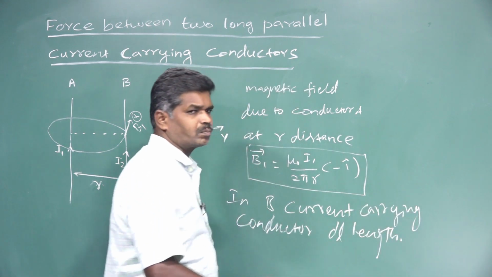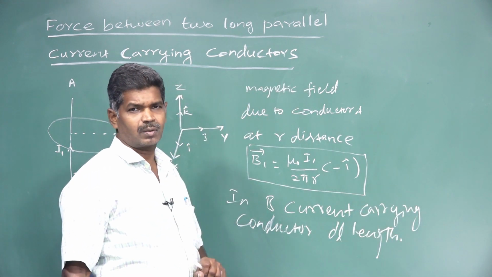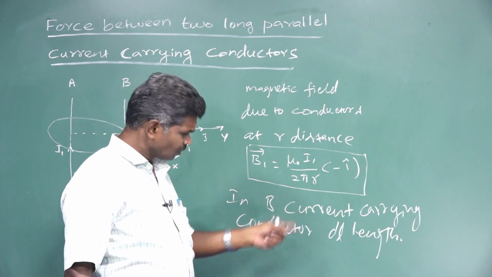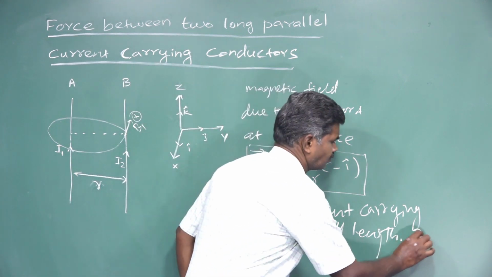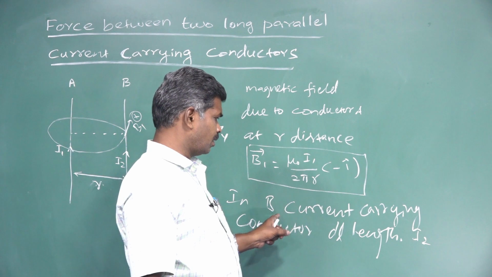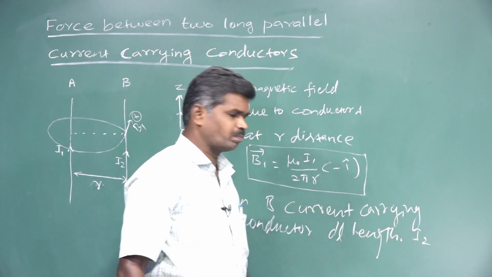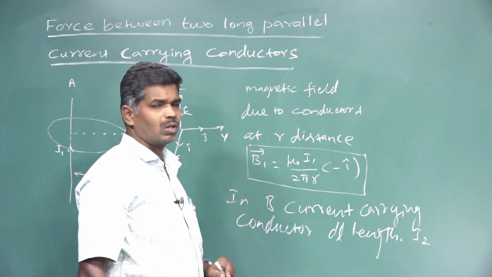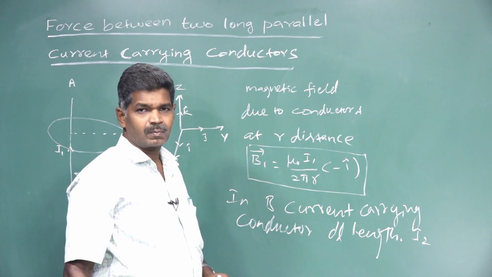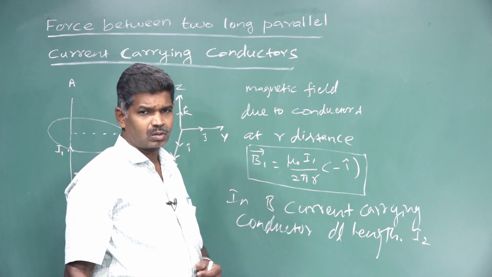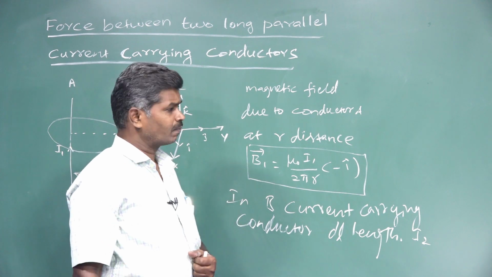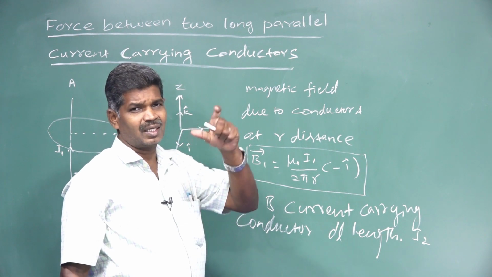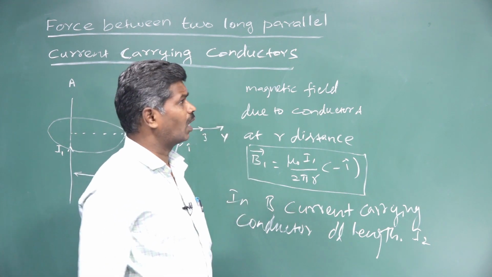On that dl length of the second current-carrying conductor, through which we are passing an I2 current, the magnetic field B1 is going to act. According to the magnetic Lorentz force, we can express the force on the second current-carrying conductor with a dl length. There we have a formula for that.